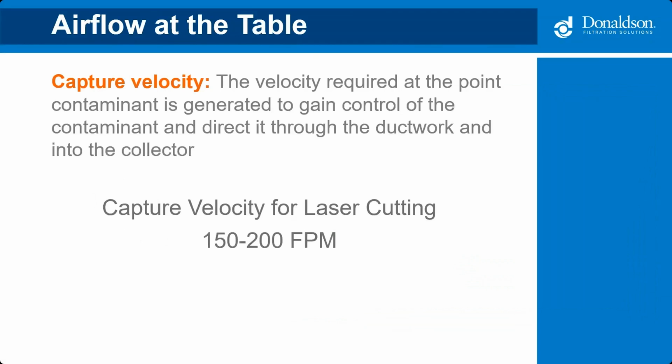All right. So no matter the power of the laser, when determining the required airflow at the table, one of the main design factors is called capture velocity. So this velocity is what's required at the point where contaminant is generated in order to gain control of the contaminant and direct it through the ductwork and into the dust collector. There are standards recommended in the vent manual for laser cutting, and generally this number is going to be between 150 and 200 feet per minute.